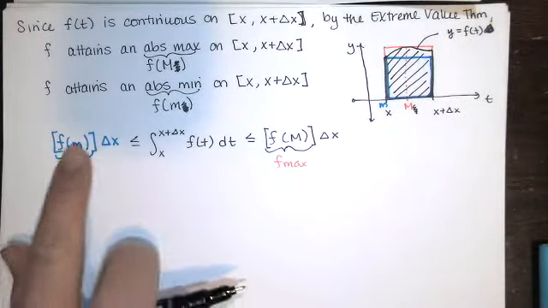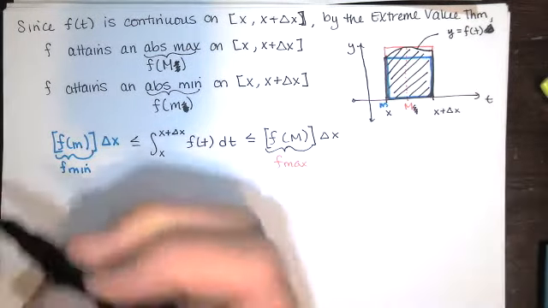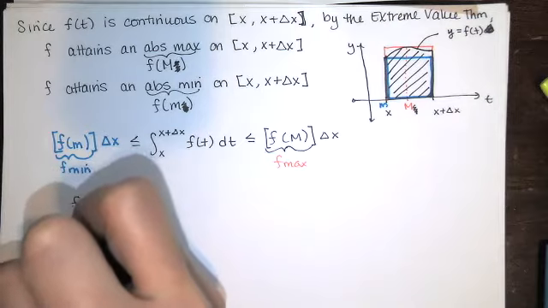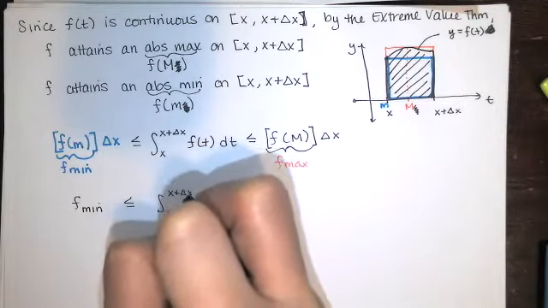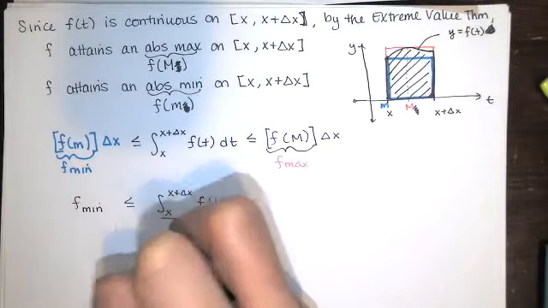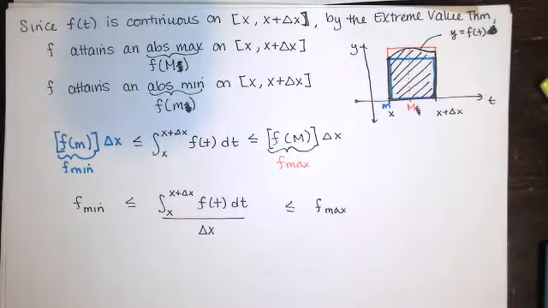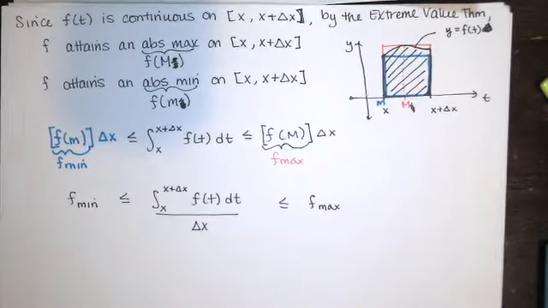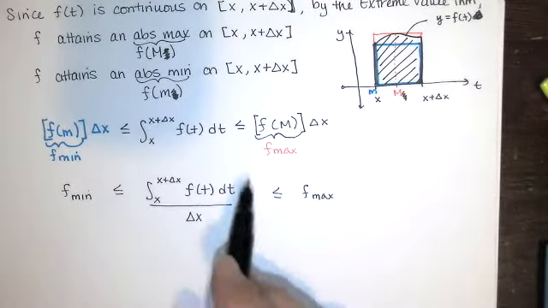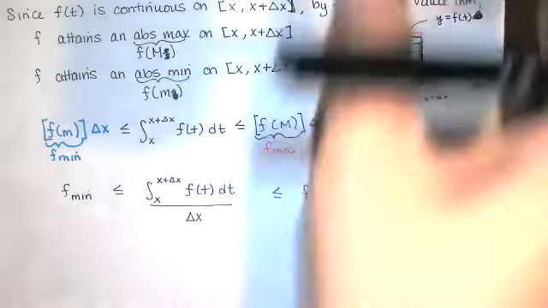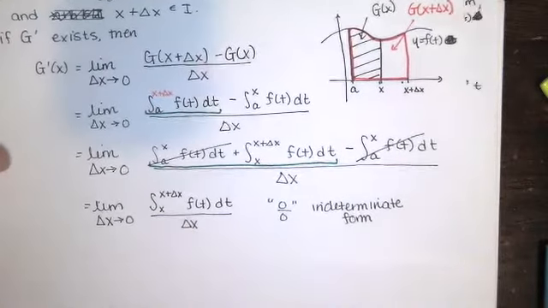Okay. Now, if I take all of this and I divide by delta x, I get that expression for g prime in the middle. So if f min is less than or equal to the integral from x to x plus delta x of f of t dt divided by delta x, and that's less than or equal to the maximum value of f on that interval. And this is almost the expression for g prime. If I take the limit of that as delta x approaches 0, that's giving me g prime.